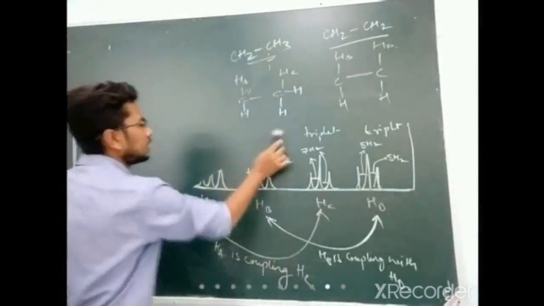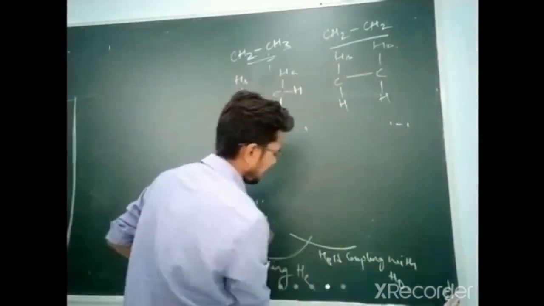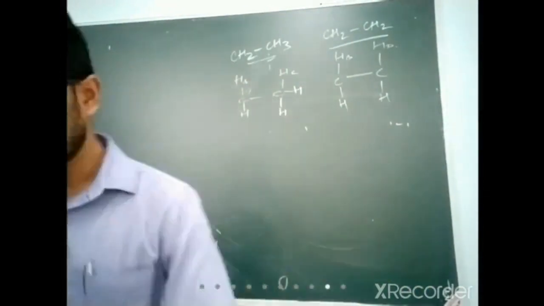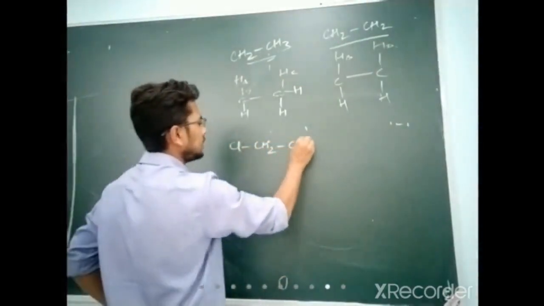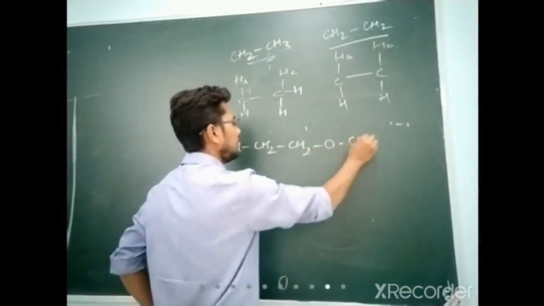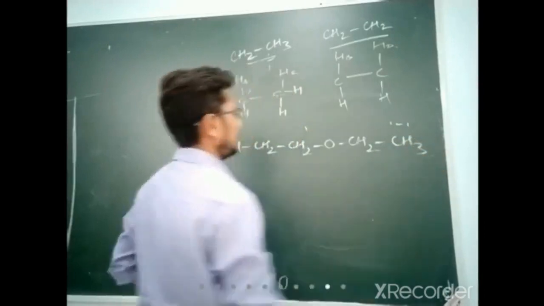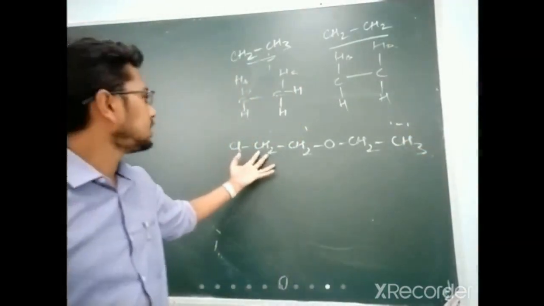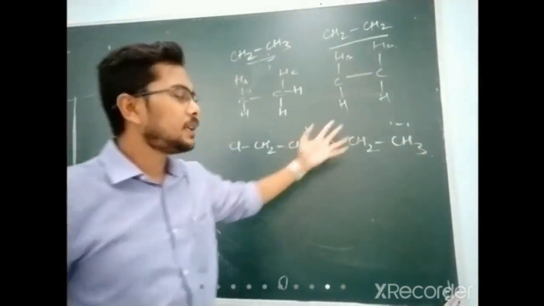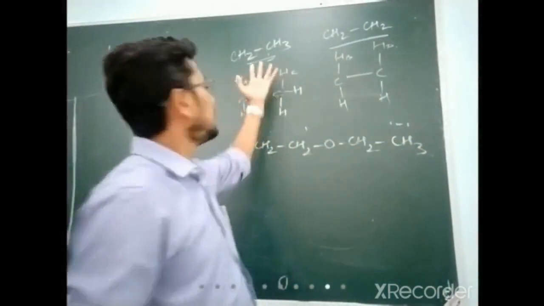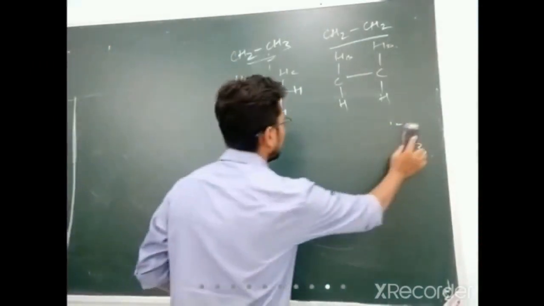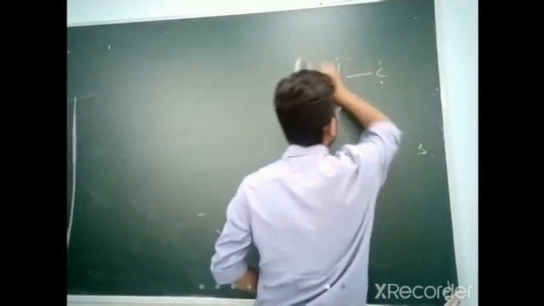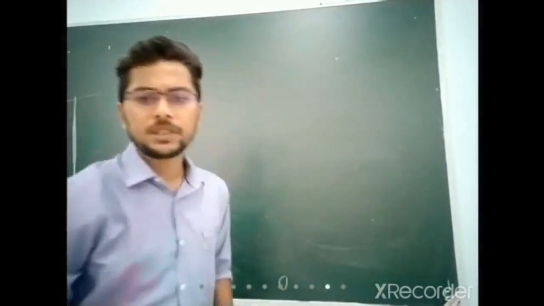So this spectra that I was drawing, this spectra is for a compound which is like Cl, CH2, CH2, O, CH2, CH2. So this compound has your CH2, CH2 fragment, and it also has CH2, CH3 fragment. Okay. So this is one important piece of information that we can get from coupling constant value.